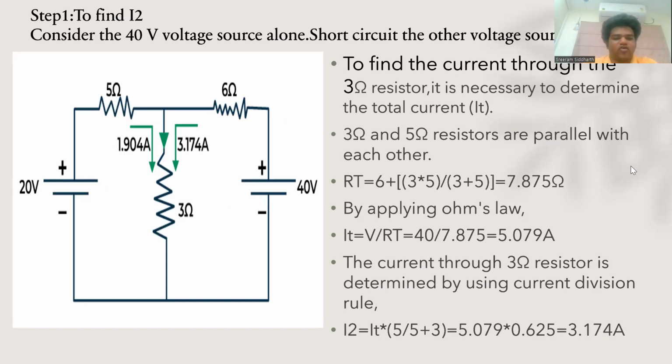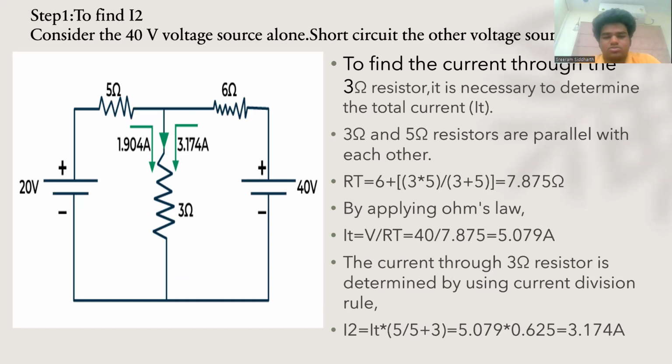So let's take the 40 volts source and short circuit the 20 volts. By short circuiting the 20 volts, we work with the help of the 40 volts. You can clearly see here that 3 ohms and 5 ohms are parallel to each other. So let's find R equivalent. We'll be getting 7.875 ohms.